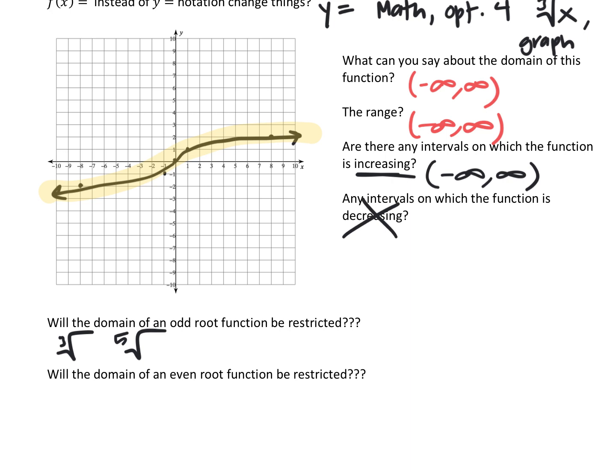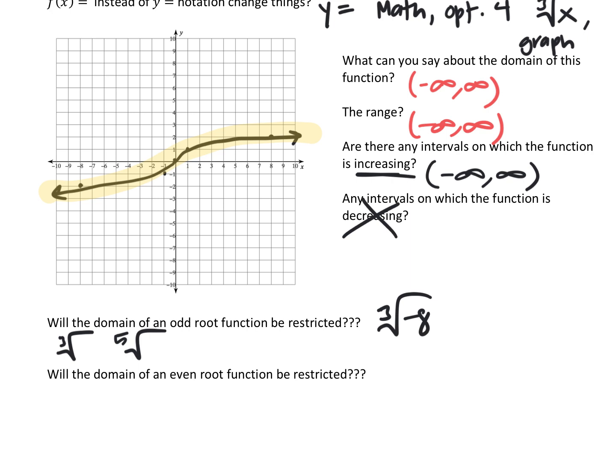Is the domain ever going to be restricted? No. Because you have a negative. If it was a square root and there's a negative, that's restricted. But since it's odd, you would have it 3 times or 5 times, which would always make it back to positive. Yes, you can graph that. Like I can take a cube root of a negative number, yes? I cannot take a square root of a negative number, right?